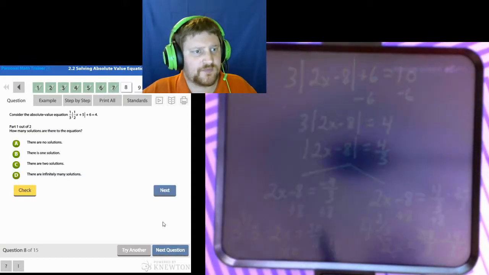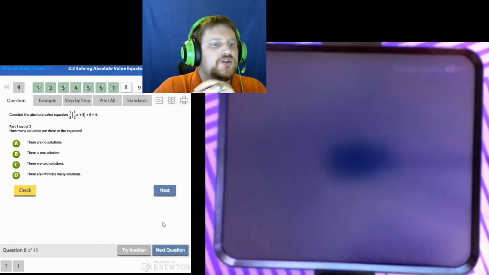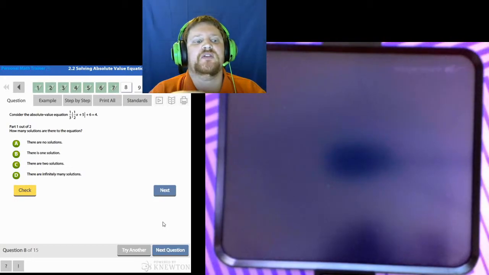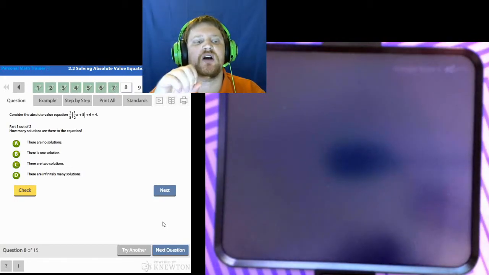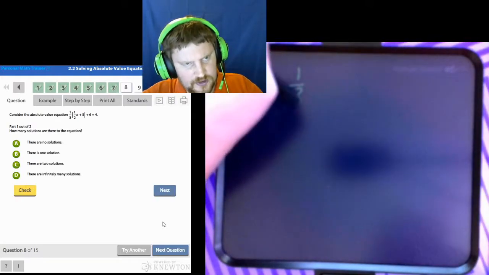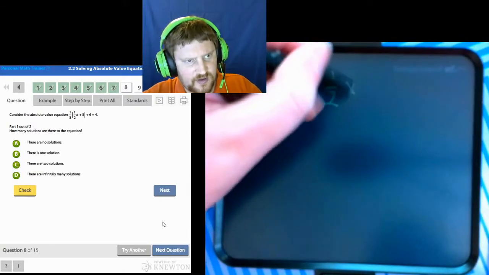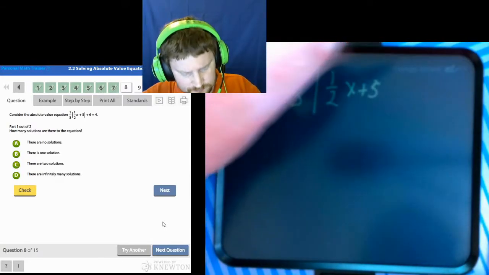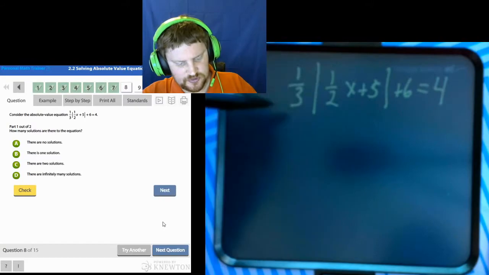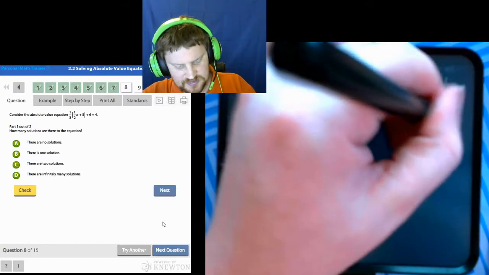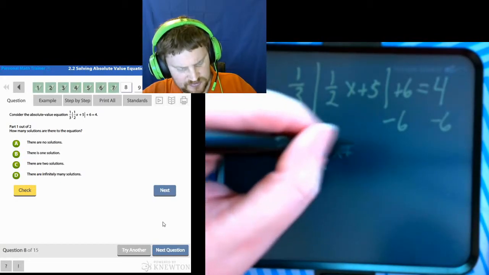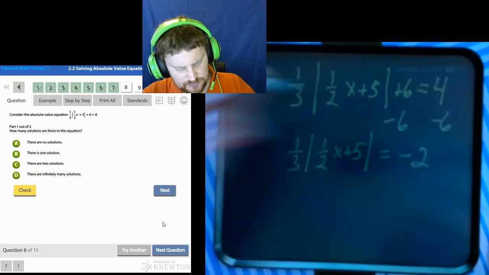So, number 8. Consider this absolute value equation. How many solutions are there to the equation? Well, all we have to do, like we said previously during our notes, is to isolate the absolute value sign, and then we'll know how many solutions there are. So 1/3 absolute value of 1/2 x plus 5 plus 6 equals 4. Alright, so starting with PEMDAS backwards, we've got minus 6 minus 6. So 1/3 absolute value of 1/2 x plus 5 equals -2.